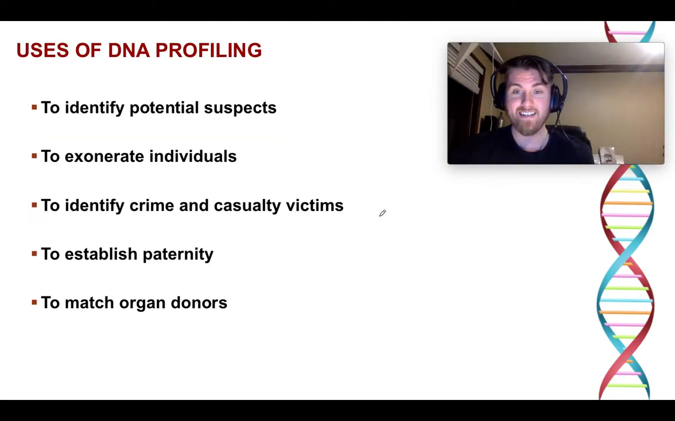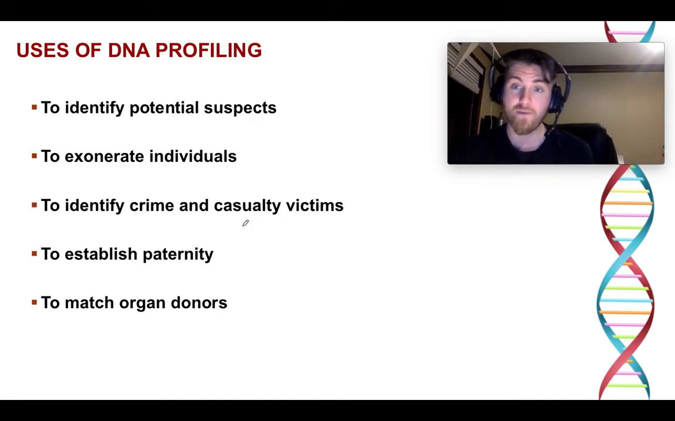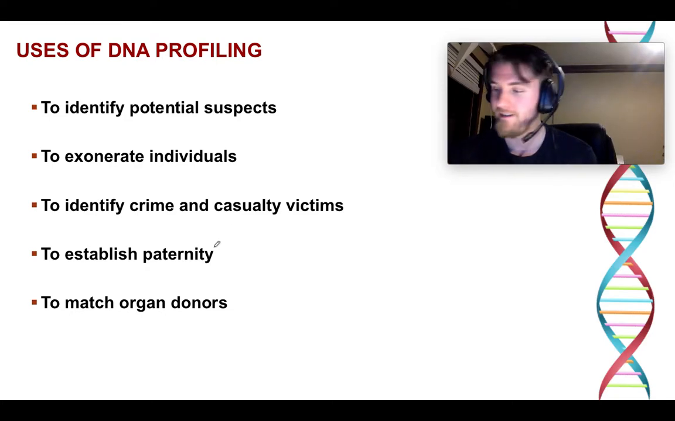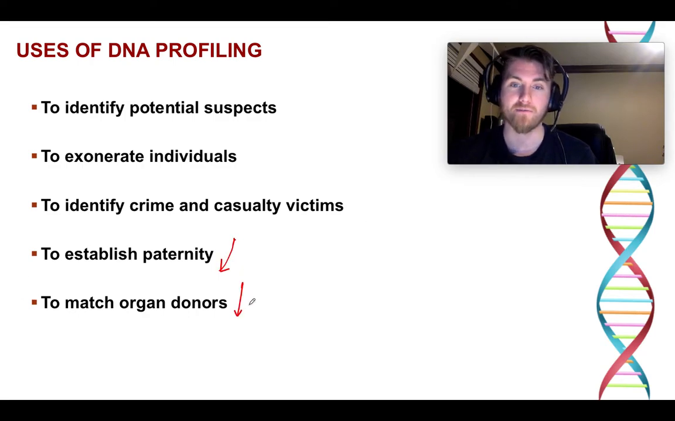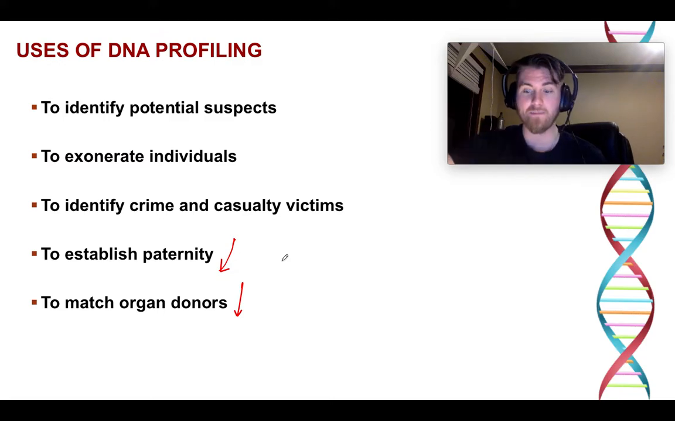So DNA, most of the time, is used to identify suspects, to exonerate individuals, to identify crime, to establish paternity, to match organ donors. All of these fall specifically within the realm of forensics. And you might be thinking to yourself, why in the world is the FBI caring about paternity or organ donors, something of the sort? We'll get into that a little bit later, but you have to think all of these fall within the same realm. This is the main idea.